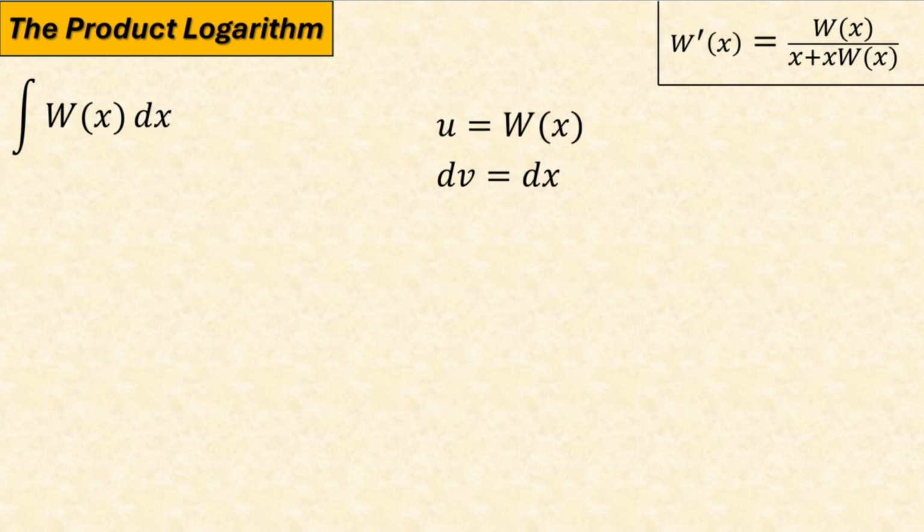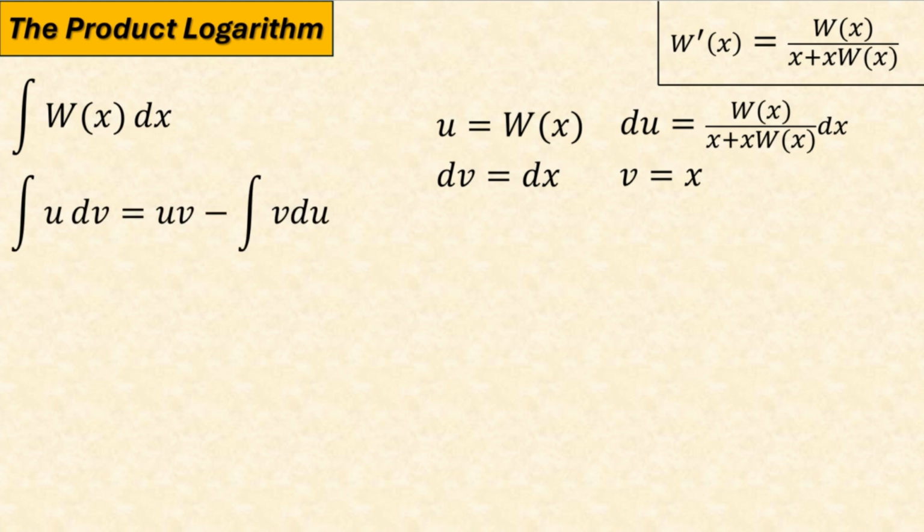Our first step is using integration by parts. We'll call our u equal to W of x and our dv equal to dx. Using the derivative of W of x in the top corner, we now have our du. Finding the integral of dx, we know that our v is just going to be x. This is the formula for integration by parts. Using our values for u, du, dv, and v, we can plug all these into the formula to evaluate the integral.